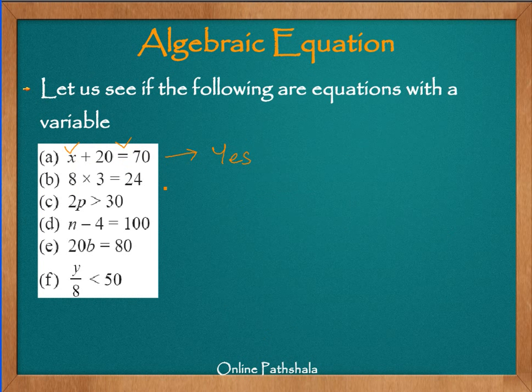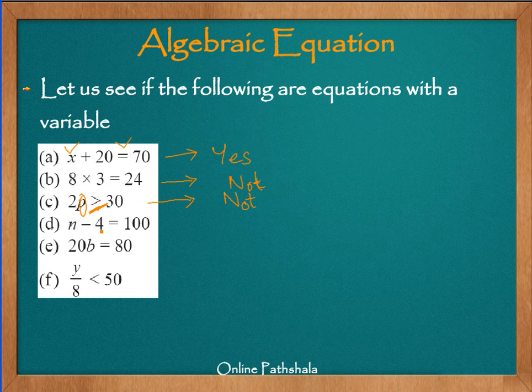Let us look at B. In B, we have 8 multiplied by 3 equals 24. So the first question is, do we have a variable here? No. Since we do not have a variable, it is not an algebraic equation, because we do need a variable in an equation to call it an algebraic equation. Now let us have a look at problem C. It says 2p is greater than 30. Does it have a variable? Yes, p is the variable used. But the second thing is, does it have an equal to sign? No. We see that there is a greater than sign here. Therefore, it is not an algebraic equation.